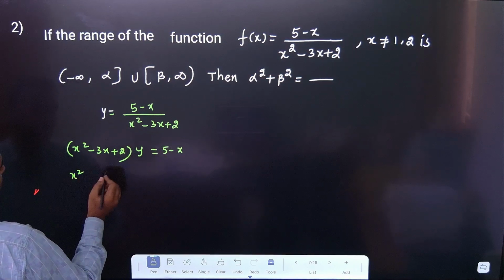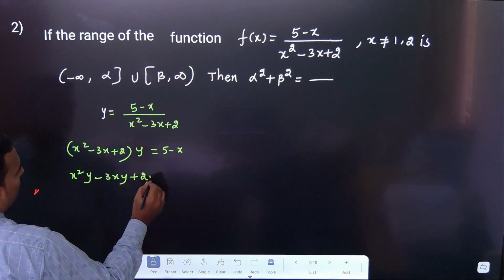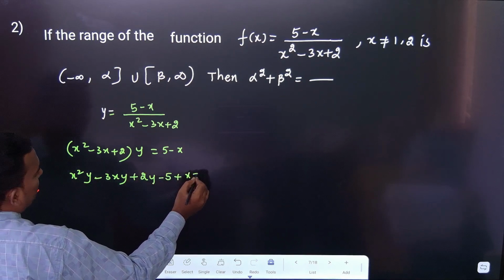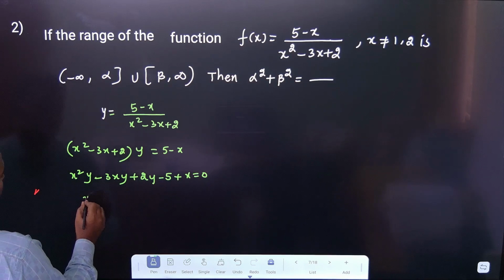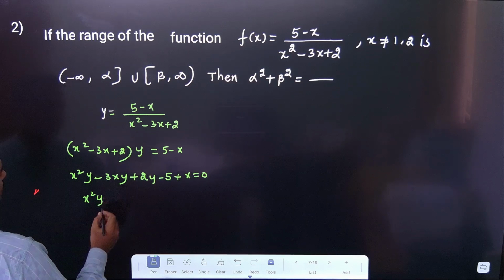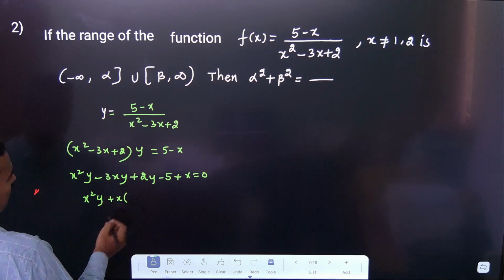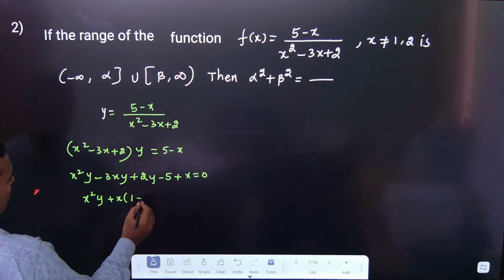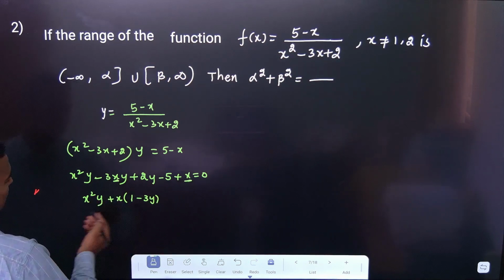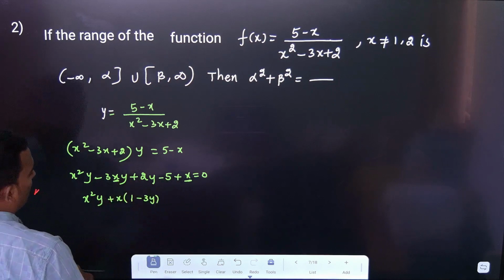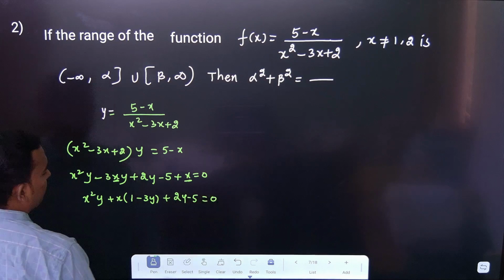So you can multiply inside: x square y minus 3xy plus 2y minus 5 plus x is equal to 0. Now you can see, student, this is x square y, then the x coefficient. What is the x coefficient? Plus x, if you take x out, 1 minus 3y. Then plus 2y minus 5 is equal to 0.